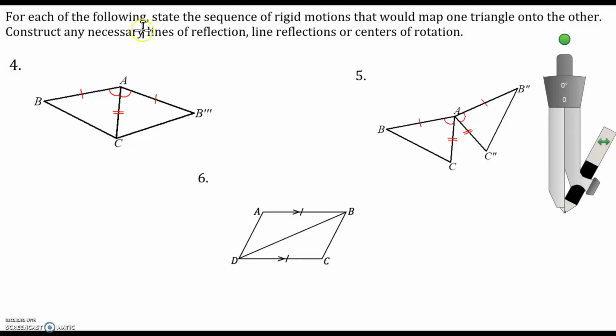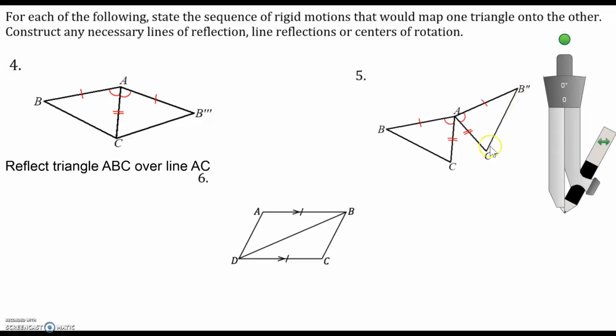So for number 4, in order for triangle ABC to map to AB triple prime C, you could do possibly many different things, but the easiest thing I see that we could do is just simply reflect it, and just put it right over line AC because that line is already there. Seems the simplest to me. So don't think that the number of primes means there has to be 3 steps.